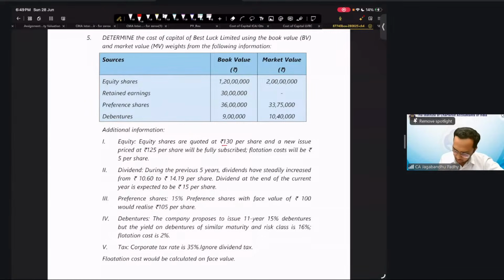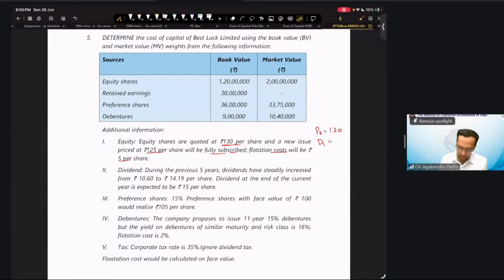So equity shares are quoted at 130 per share and the new issue price is 125, which will be fully subscribed. Flotation cost will be 5. So over here, your P0, you have to take it as 120, which is after discounting for the issue price and the flotation cost. And D1, you'll have to calculate.